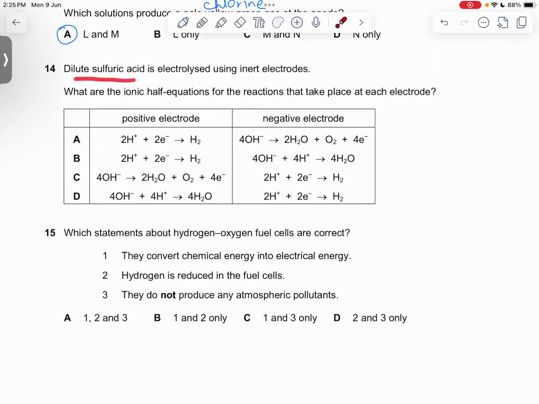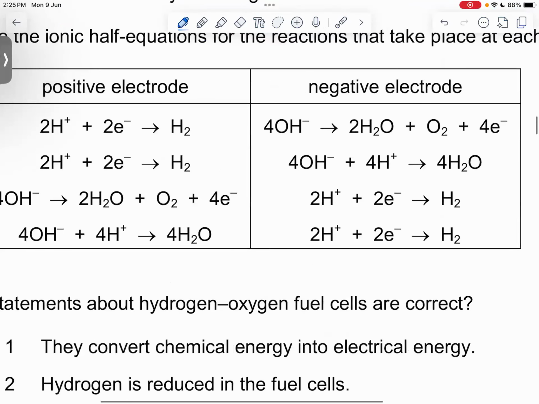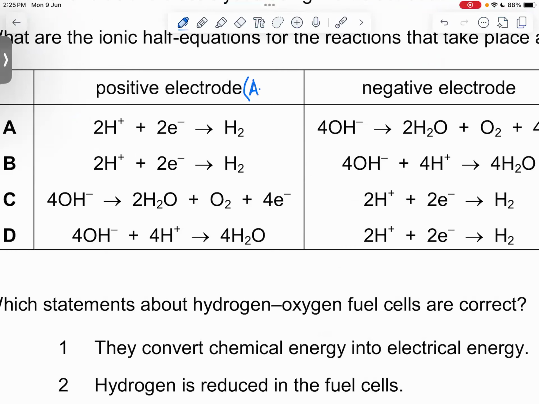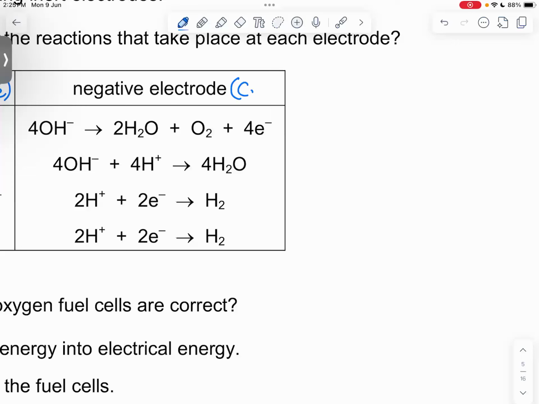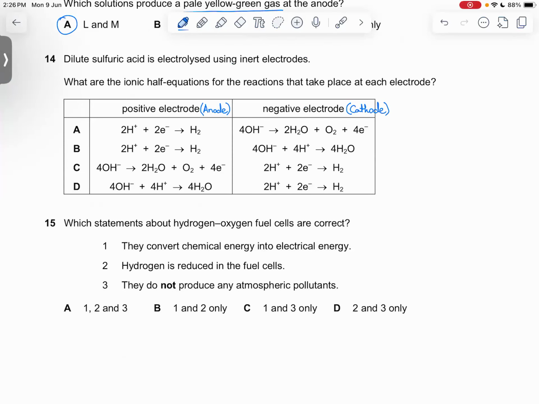Next question: dilute sulfuric acid is electrolyzed using inert electrodes. What are the ionic half equations for reactions that take place at each electrode? First of all, you have to name the electrodes. The positive electrode is always the anode. Always remember, positive electrode is the anode and the negative electrode is the cathode. The negative electrode attracts the positive ions, therefore it's called cathode because positive ions are called cations. And the positive electrode attracts the negative ions, which are called anions. Therefore, the positive electrode is called the anode.